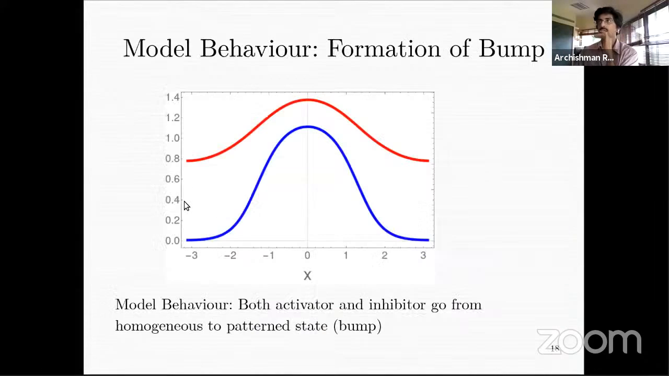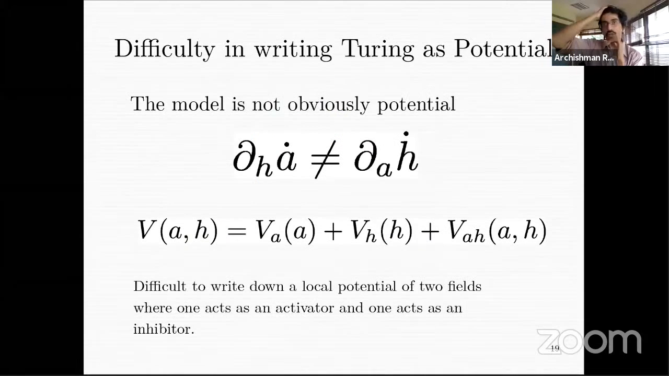So this model forms a bump, and now you can ask, can I write down a potential which gives me something that goes from a homogeneous state and gives you a bump at the end? It turns out that in the way the model is formulated, it's quite hard to write down a potential. The model is not obviously potential. In particular, the cross terms are not equal. In fact, you can show that it's quite difficult to write down a local potential of two fields, where one acts as an activator and one acts as an inhibitor. So directly trying to write down some gradient flow for the kind of partial differential equation that I showed is not a very useful direction to pursue.